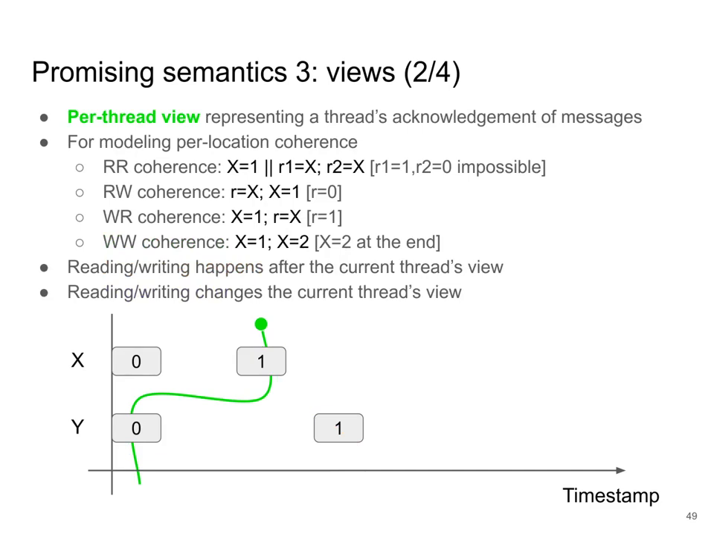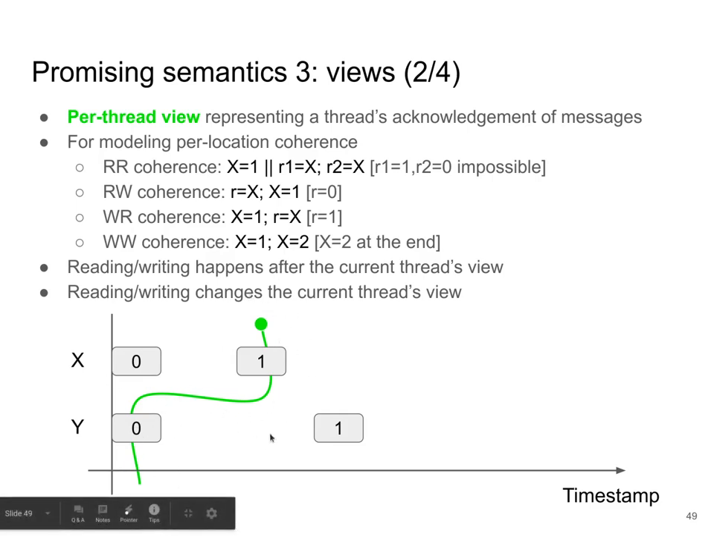Okay, the first thing to do is modeling coherence with per thread views. As I said in the previous slide, a per thread view is representing a thread's acknowledgement of messages. I am thread 1, and I have acknowledged message 1 for X and message 0 for Y. And as a result, my view is like this.